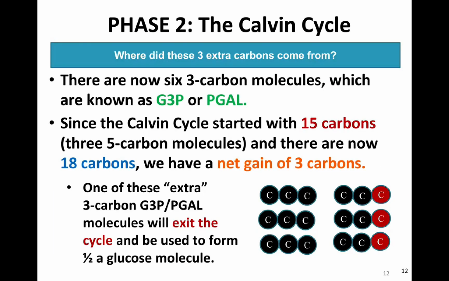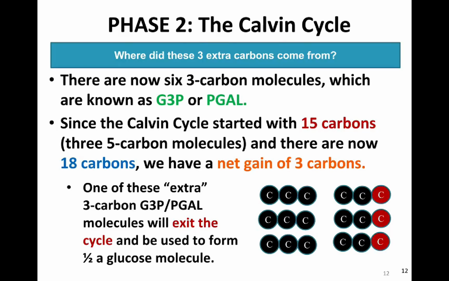So now there are 6 3-carbon molecules, and the name that we give for those 6 3-carbon molecules, we call them G3P, or sometimes we call them PGAL. And since the Calvin cycle started with 15 carbons, or 3 5-carbon molecules, and now we have 6 3-carbon molecules, 6 times 3 means we have 18 carbons in total. We can see that we have a net gain of a total of 3 carbons.